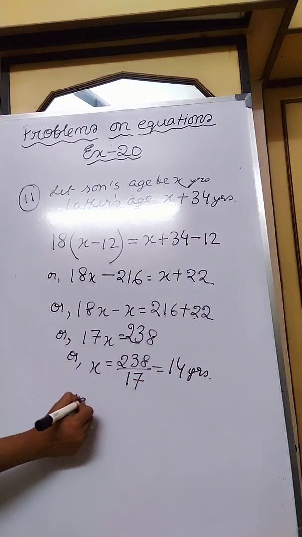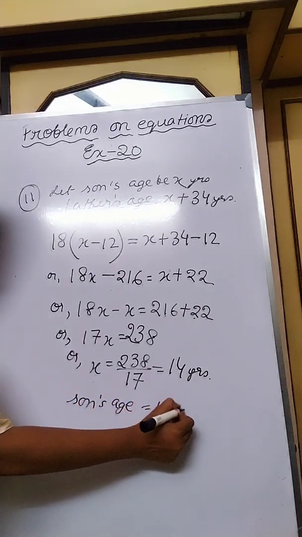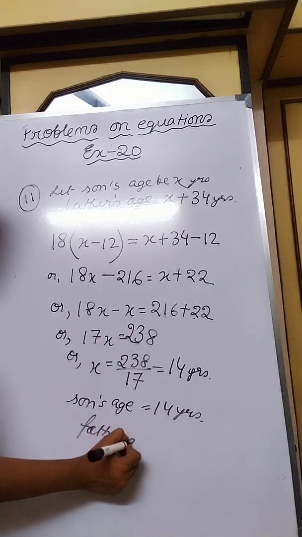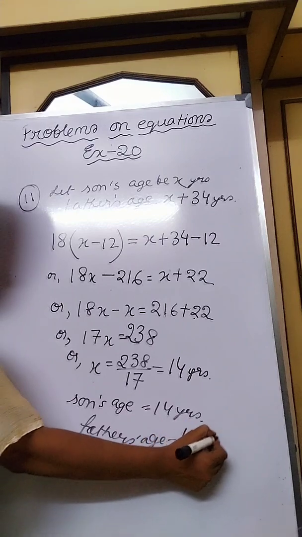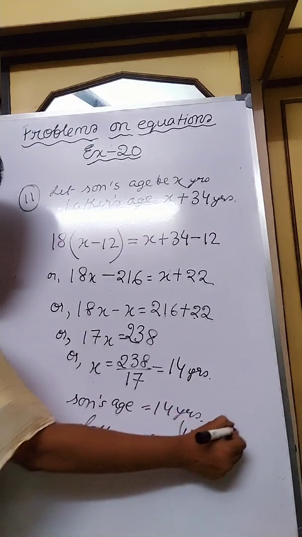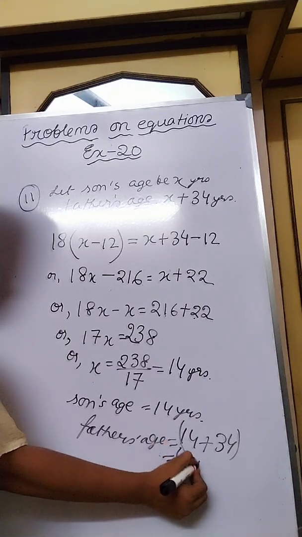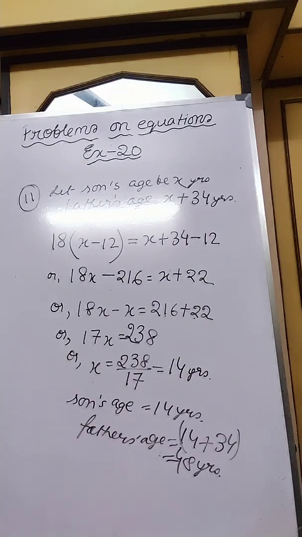So son's age is equal to 14 years. And father's age is equal to 14 plus 34 years. 14 plus 34 means 48 years. Yes, 48 years. This is how you will solve sum number 11.